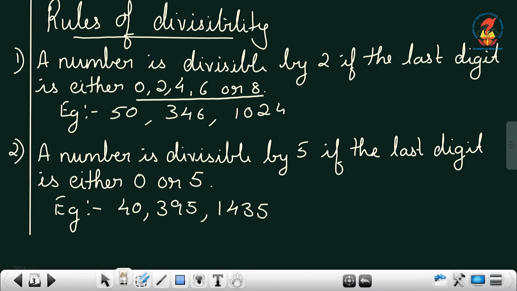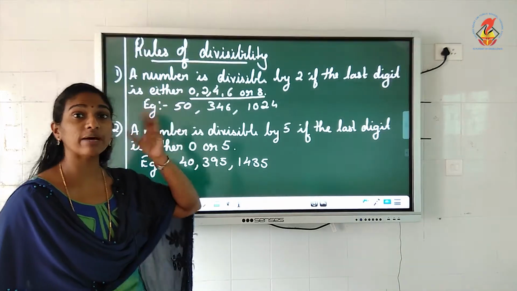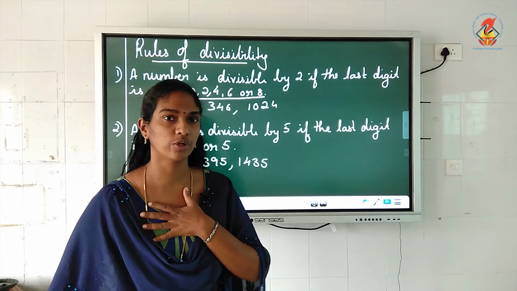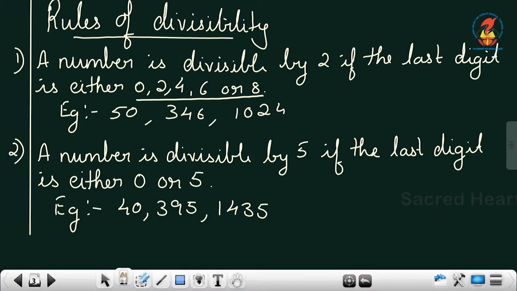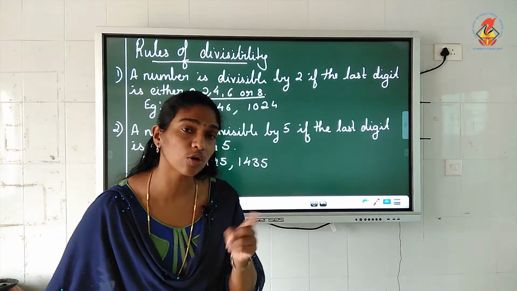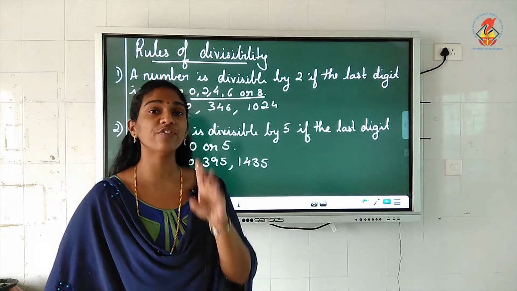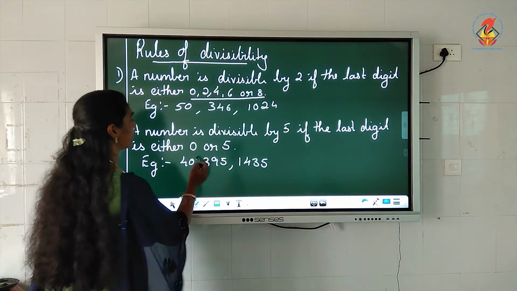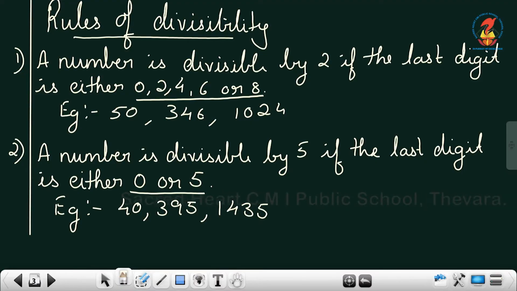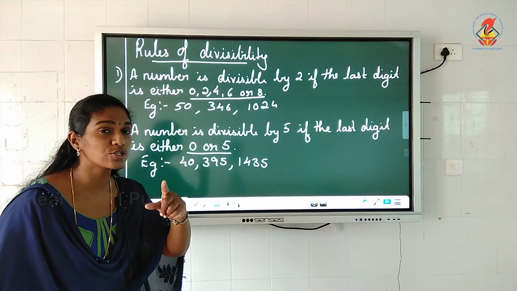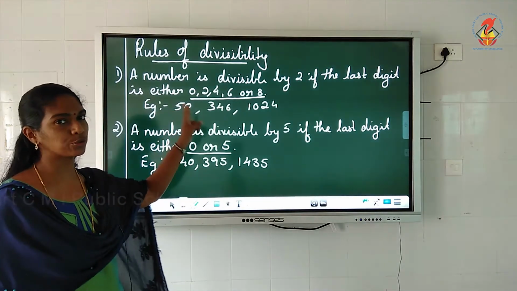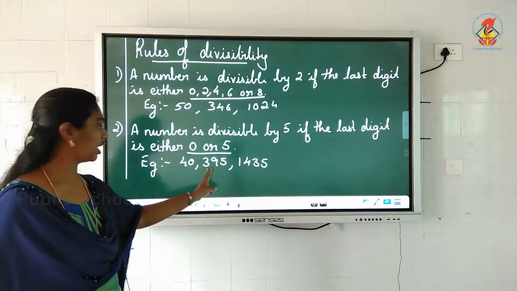Next, a number is divisible by 5. How do you check a number is divisible by 5? When the last digit is either 0 or 5. If the last digit is either 0 or 5, we can say this particular number is divisible by 5. An example here, a number ending with 0. It is divisible by 5. You can also say that number is divisible by 2 because it's ending with 0.